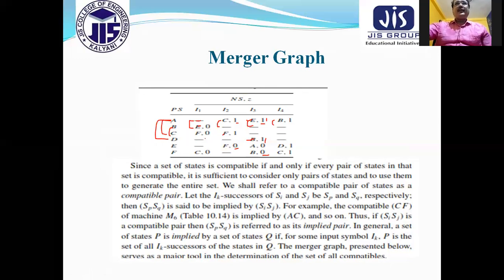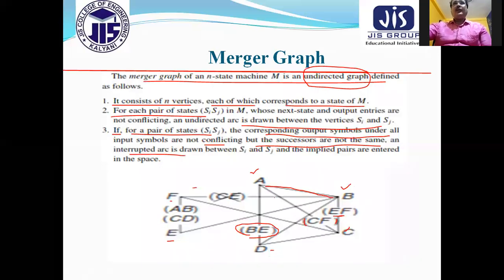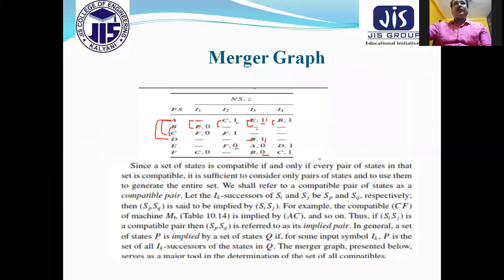You can get the dash here, E comma 0 there, dash here, B comma 1, dash here, and dash here, dash. So here there is no implied pair. As we have drawn the direct unbroken edge from A to B, here we can also draw the unbroken edge from B to D. Similarly, B to E, you can see that there will be an unbroken edge there, B to C, B to E.